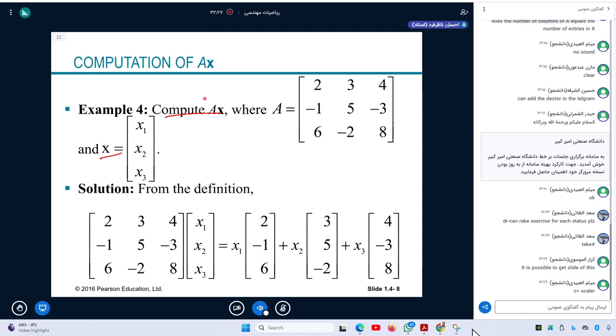Computing Ax means multiplying matrix A by vector x. This is very easy because you take the first column of A times x1, and the second column times x2, and the third column times x3. So this is the vector equation that we just saw.